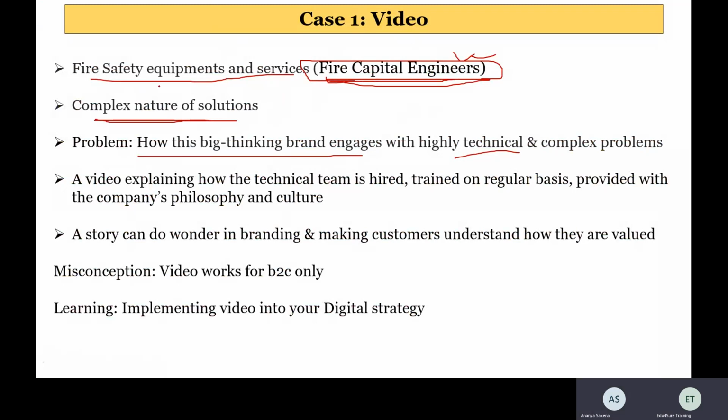We suggested that they create a video which explains how their technical team is hired. I mean, suppose I am giving fire security services to your office, they are the fire engineers as well. So I explain through a video how my technical team is hired, how we train them on a regular basis, and how our company philosophy is about the safety of people.